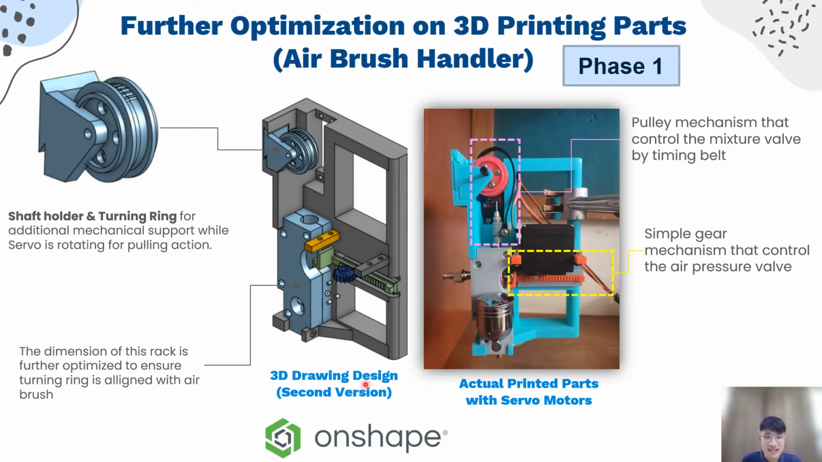For the airbrush handler, the rack is designed to hold the artistic airbrush, while the shaft controller, turning ring, timing belt, and servo motor establish a pulley system that controls the mixture valve. Besides, there's a simple gear mechanism that controls the air pressure valve.